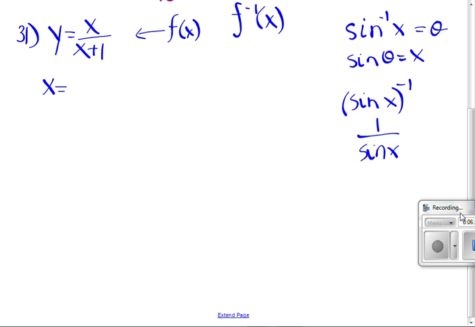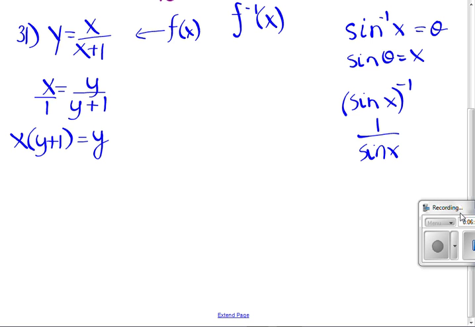Okay, so to find the inverse here, we switch x and y. So x equals y over y plus 1. And what I like about math is it tells me what to do. Think of what am I going to do? What's the only thing you can think of to do? Right. Multiply by y plus 1 or cross multiply. Noah, what do I get? I get x times y plus 1 equals y.